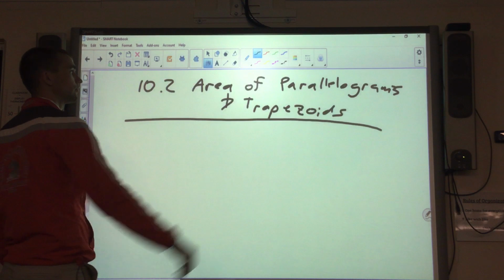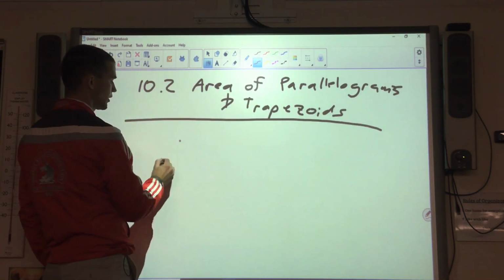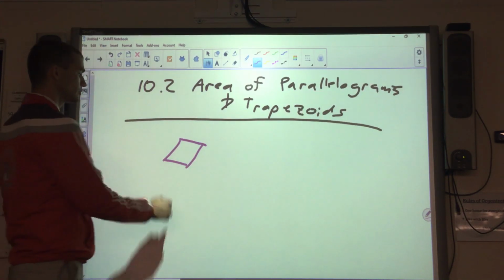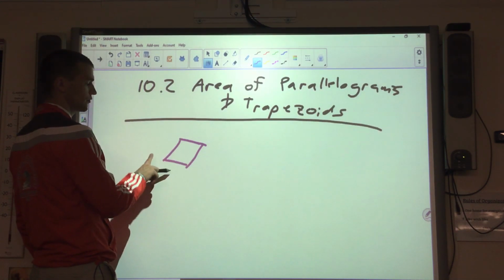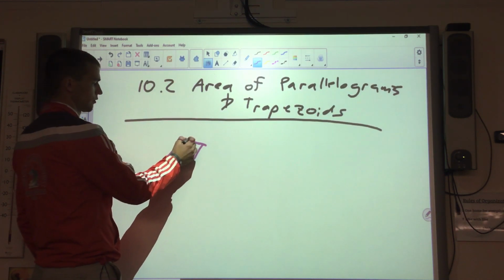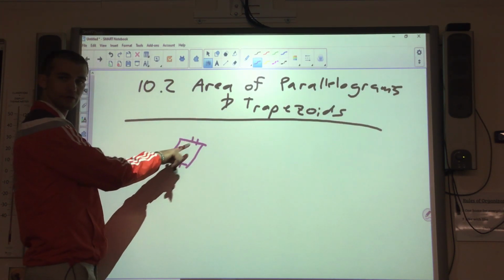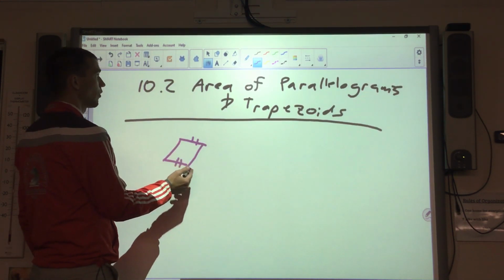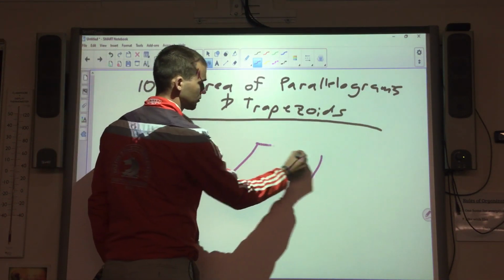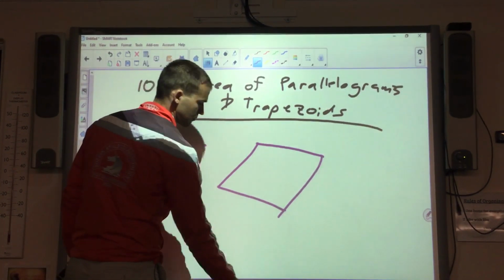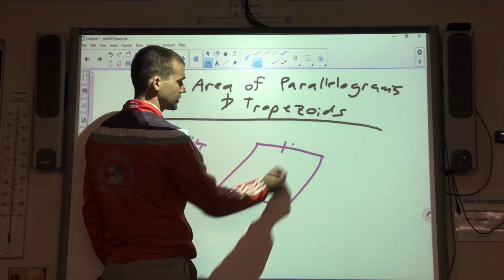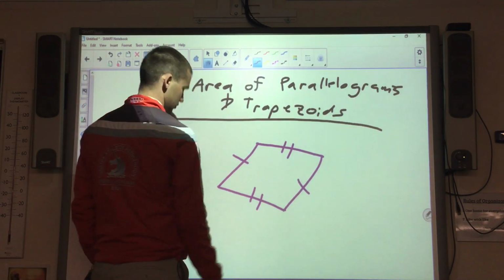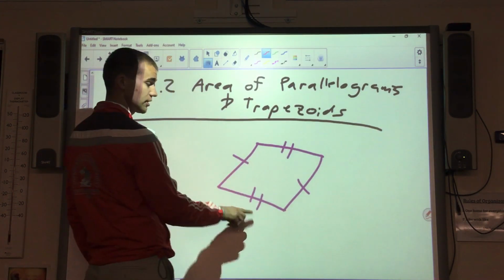Alright, so this should kind of remind you, parallelograms just means that both sides are parallel to each other, and both sides are going to be equal to each other in length. So these little markings here show that they're the same length. These are the same length and these are the same length.